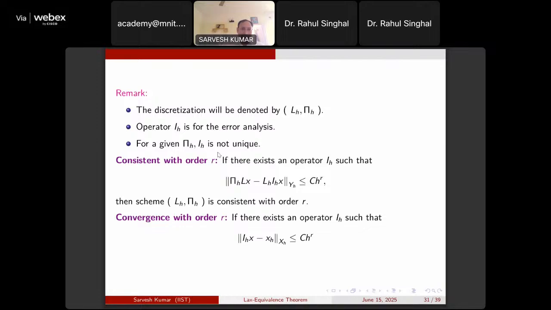So what do you mean here if you have two-operator consistency? We say consistency with order R if there exists an operator IH such that this equation is satisfied. And convergence means this IHX minus XH should be of order R, CH to the R. So here the rate of convergence is R. That's the meaning.